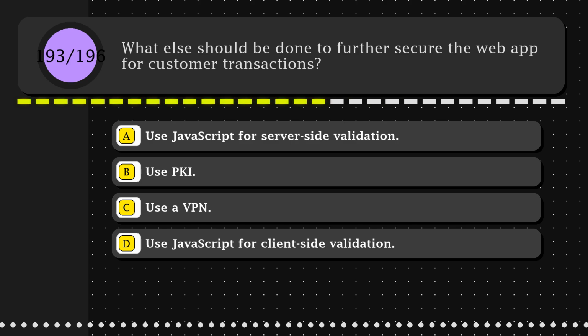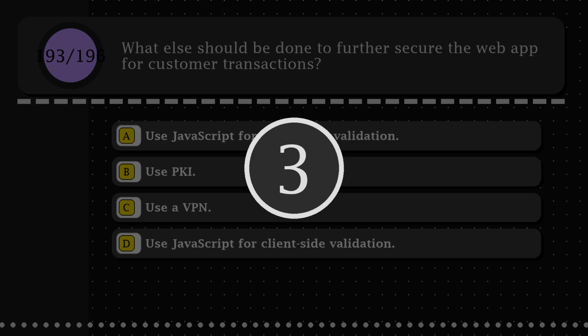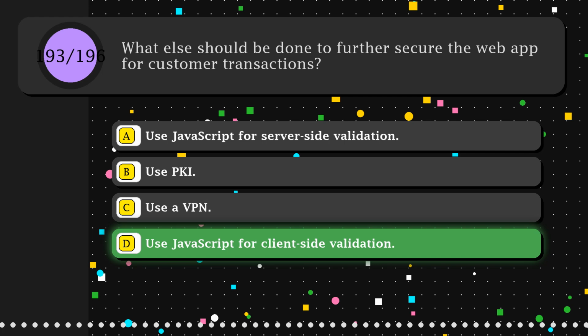Question 193. What else should be done to further secure the web app for customer transactions? Option A. Use JavaScript for server-side validation. Option B. Use PKI. Option C. Use a VPN. Option D. Use JavaScript for client-side validation. The correct answer is option D. Use JavaScript for client-side validation.